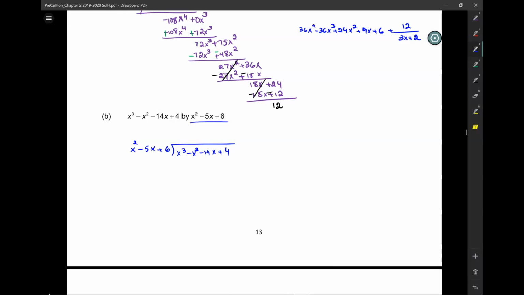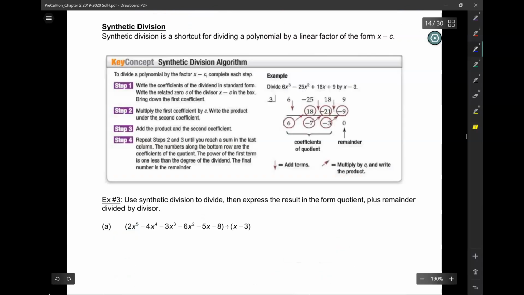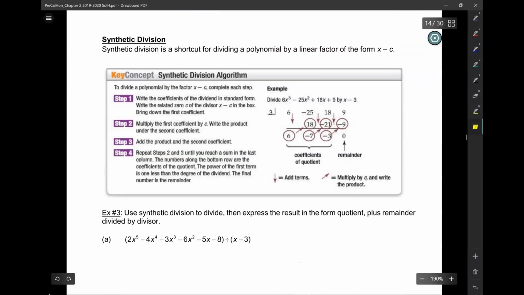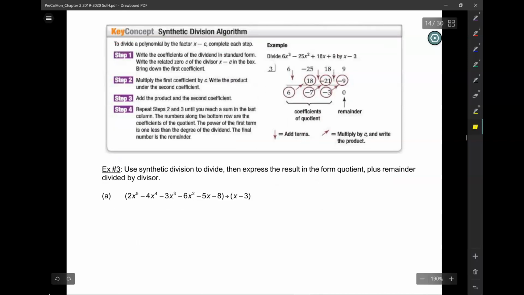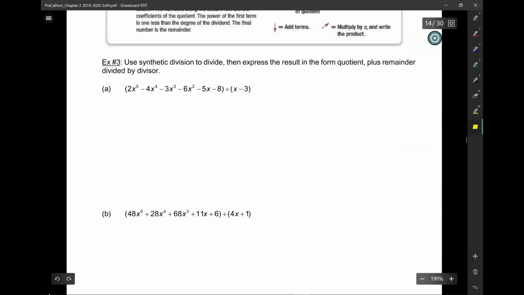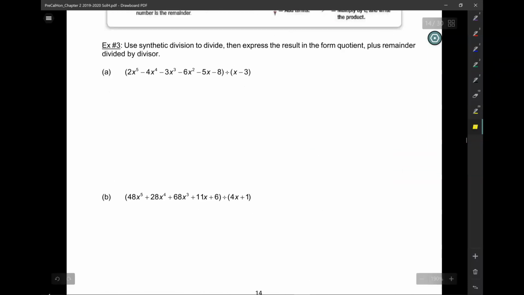Okay, now, synthetic division is a shortcut, right? We've done synthetic division before, right? It's a shortcut for dividing a polynomial by a linear factor, x minus c. So not x squared plus something. It has to be linear. So this does explain how to do it, but let's just do one and then you'll see.